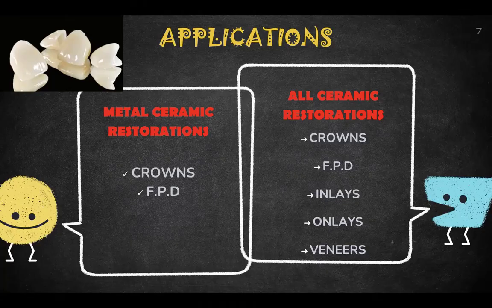In the metal reinforced one, you have the core with metal with the ceramic veneered over it, while in the all ceramic, we have a ceramic core only, no metal in it, with the ceramic coating, or the whole thing can be milled out of a ceramic block.